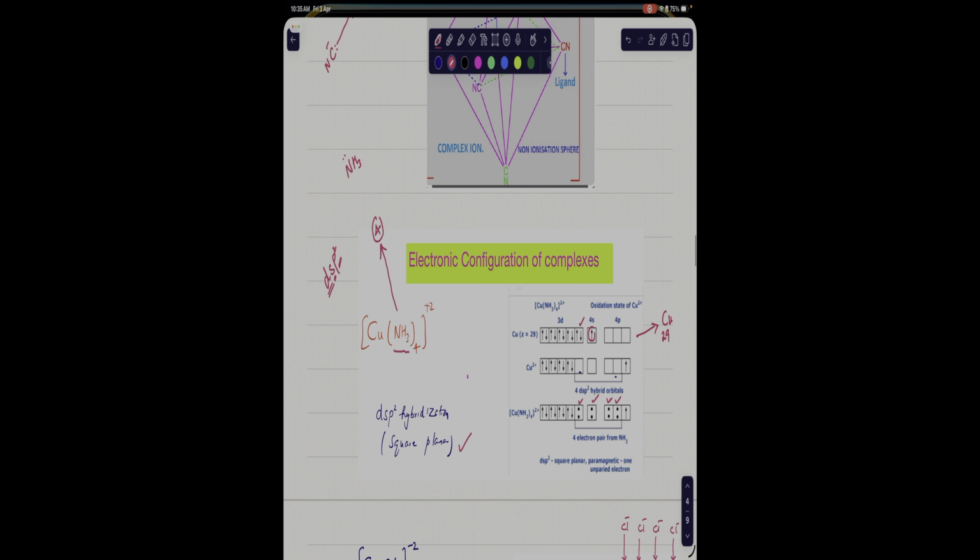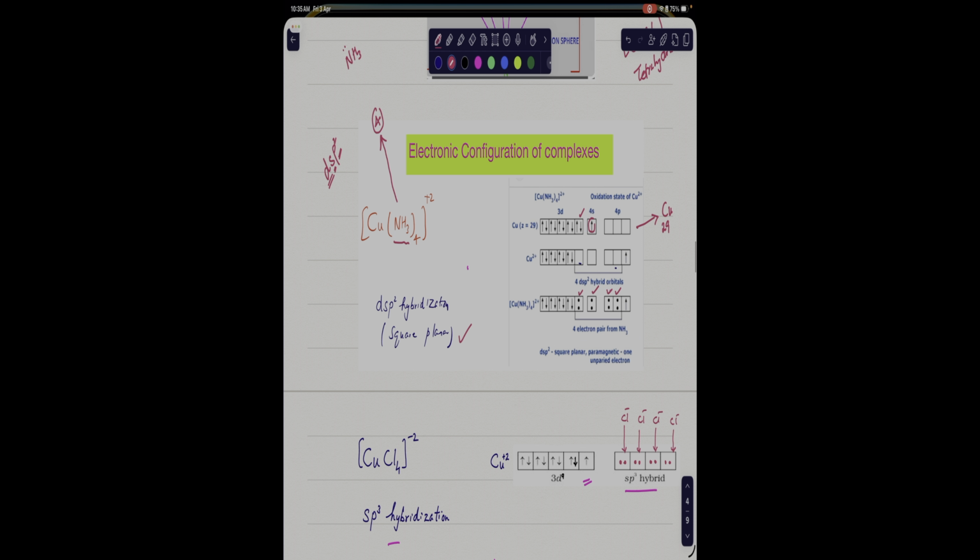Some of you will be wondering, there is one complex given in your textbook for A level: CuCl4 2-. You would have seen this complex is not going for square planar shape, it is going for tetrahedral shape. Now the question arises: why does this copper complex with 4 chloro ligands go for tetrahedral shape, while the complex with NH3 goes for a square planar shape?